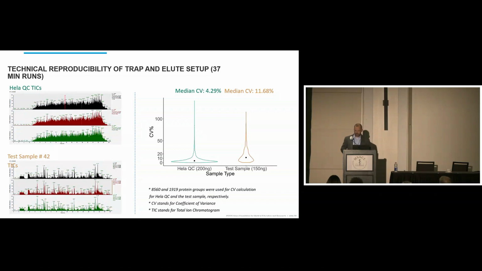So in this analysis, upon the 3 replicate injections, we found that we had quantified 8,560 total proteins from the HeLa with a median CV of 4.29%. In the EV samples, we quantified just under 2,000, 1,919 total proteins with a median CV of 11.6%. So you can see the sample types are a lot different. Our samples are much more sparse than you'd find from a cell lysate, representing some technical challenges.